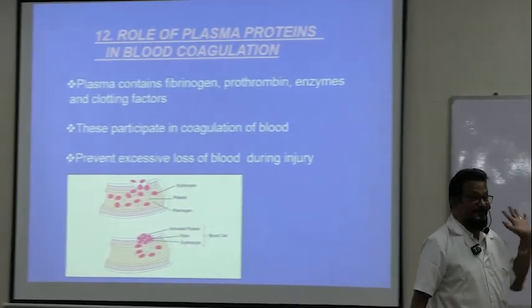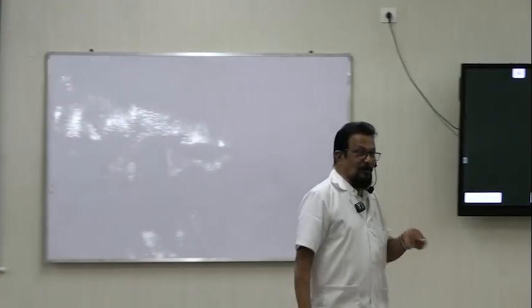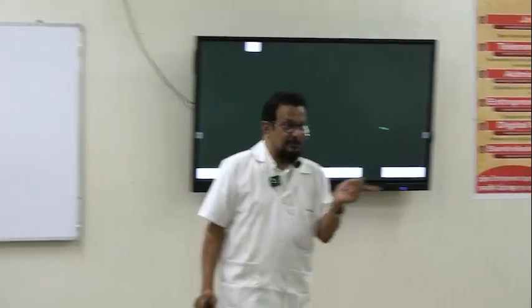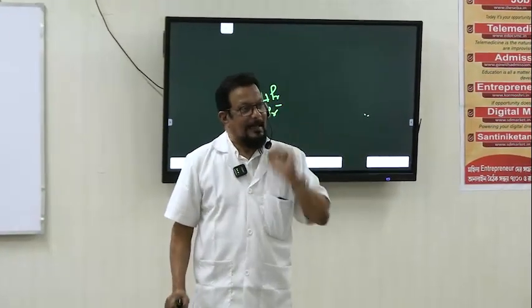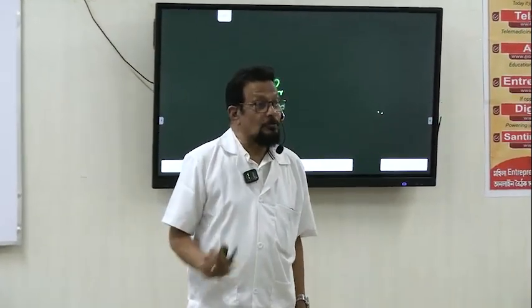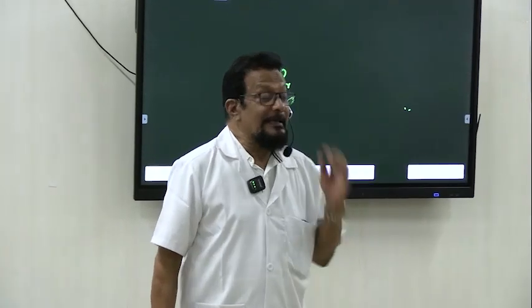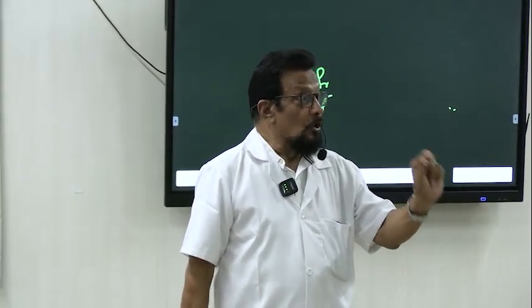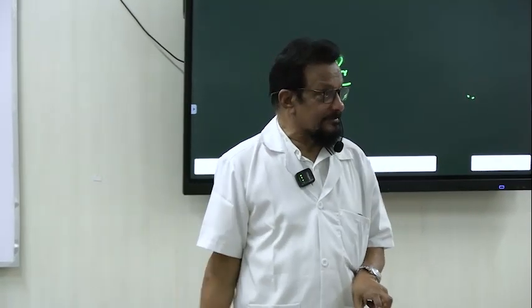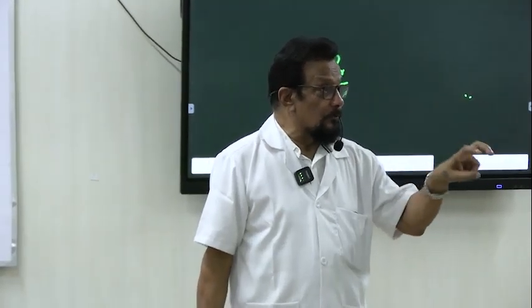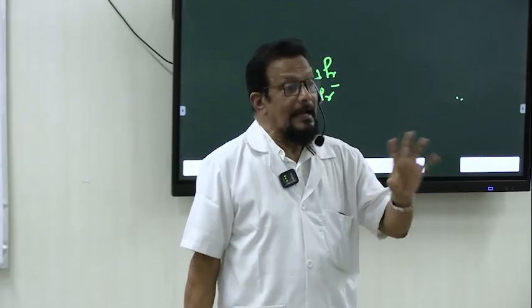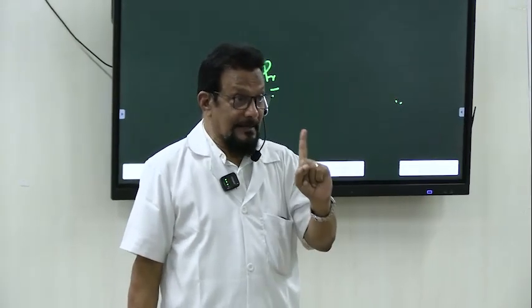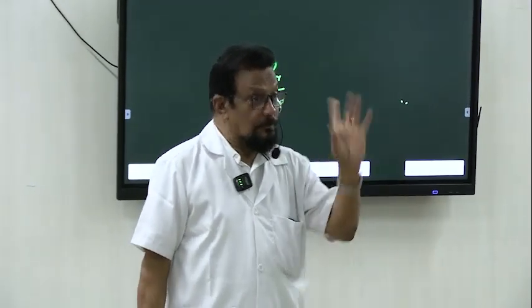Before clotting takes place, before the mechanism of clotting is completed, this happens. This is called hemostasis. Two terms I told. There are two terms, homeostasis and hemostasis. This is hemostasis. What is homeostasis? I will discuss it in a single class. Within that class it will be explained.